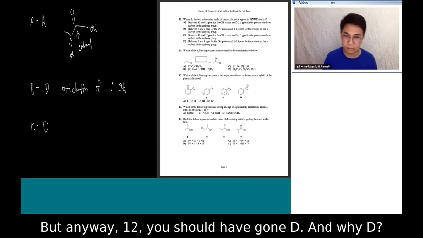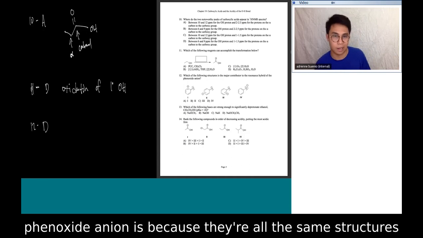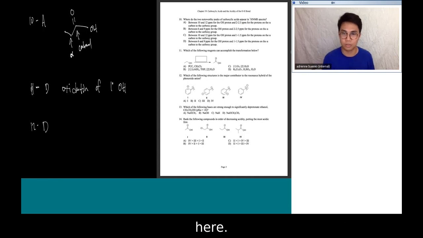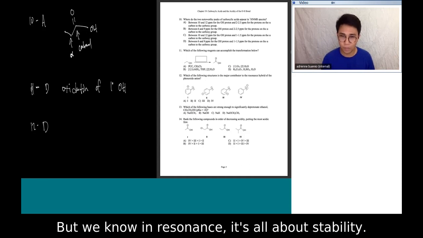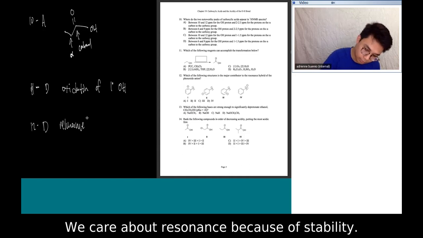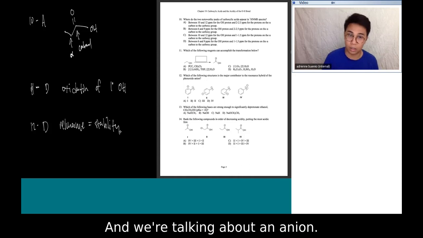And why D? So D because even though you don't really need to know what phenoxide anion is, because they're all the same structures here. This is all phenoxide anion, right? But we know in resonance, it's all about stability, right? We care about resonance because of stability. And we're talking about an anion.